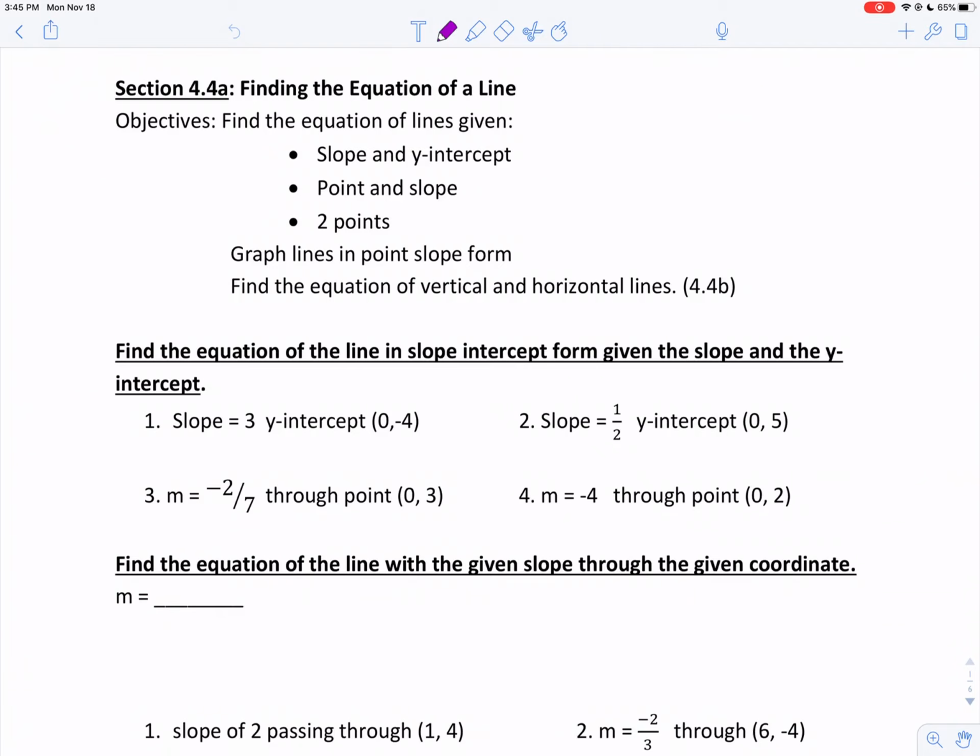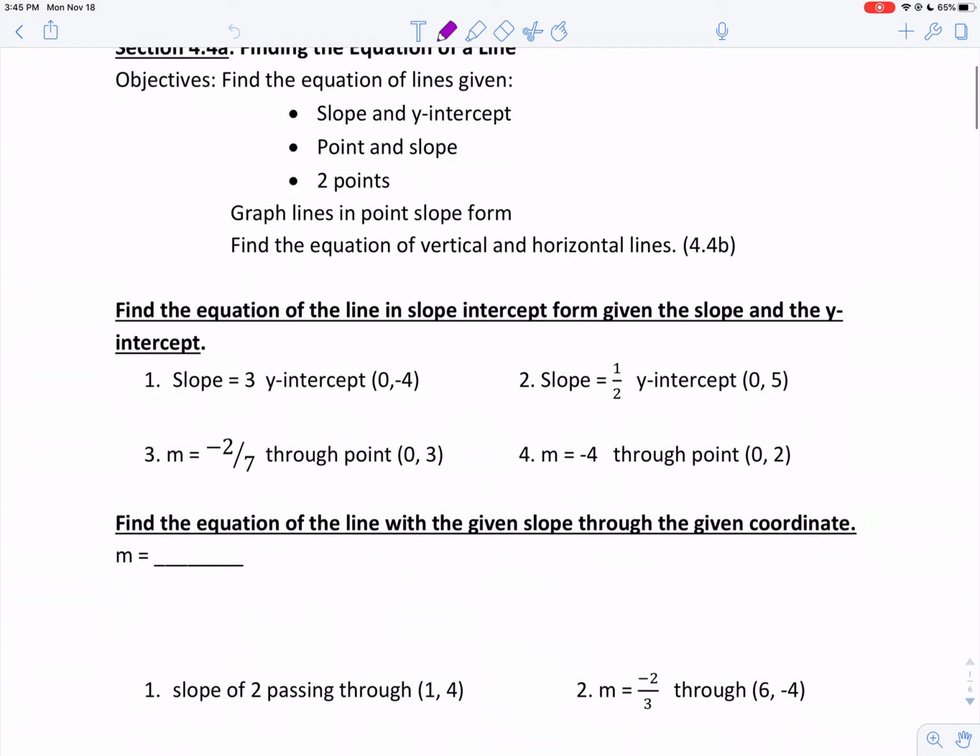In this section, we're going to be finding the equation of lines. So there's three things that we need to do. Find the equation of a line given the slope and y-intercept, the equation of the line given a point and a slope, and the equation of the line given 2 points. So we honestly have already talked about finding the equation of a line if I give you the slope and y-intercept. You just may not remember it.